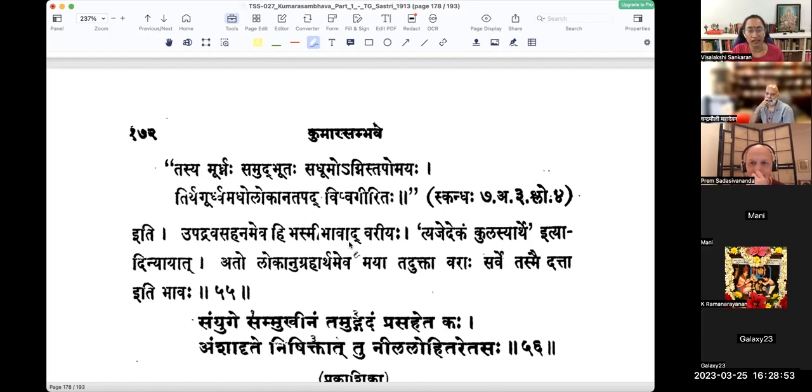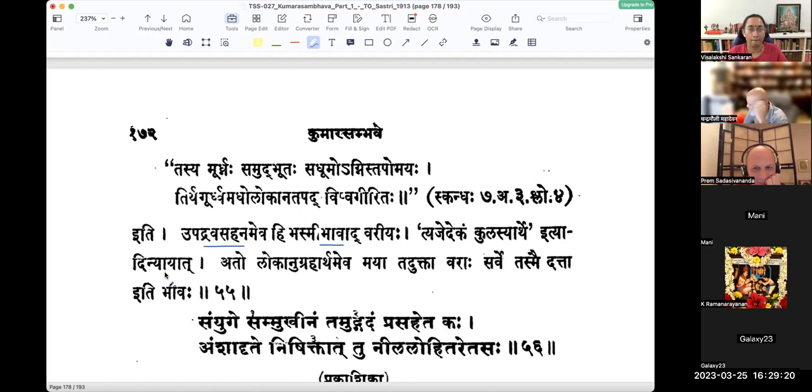Upadrava sahanameva hi bhasmi bhavat variyaha. Upadrava sahanam. Tolerating that upadrava, or torture, from Tarakasura is much better than getting immediately destroyed. So I gave him this varam. Tyajayatekam kulasyarthe ityadi nyayat. Tyajayatekam kulasyarthe gramasyarthe kulam tyajayat. Gramam janapadas.